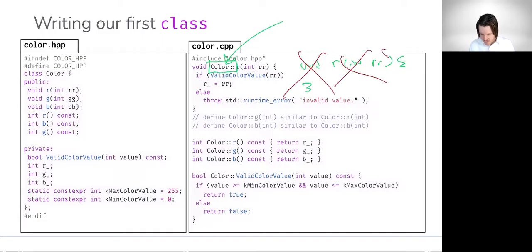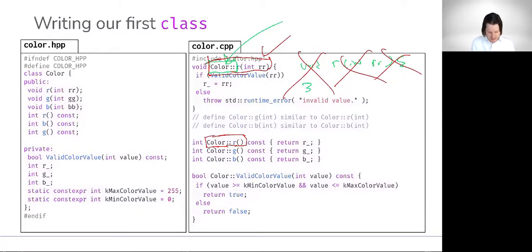So we don't want to do that. We want to ensure that we're scoping these definitions accordingly. You can provide similar definitions for the G mutator as well as the B mutator. Then we can see for our simpler accessors, we're again going to say that the R that we're providing a definition for is going to be Color's R function that has an empty parameter.